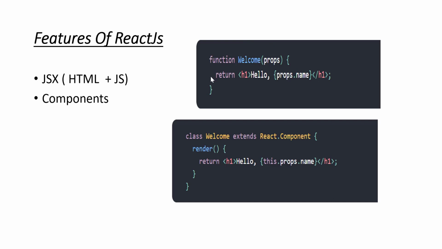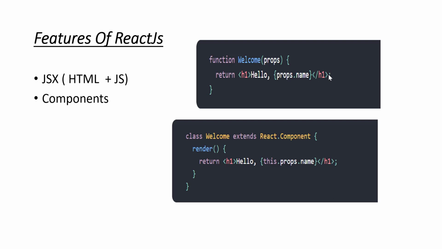So this is the function definition and this is the class definition. The difference is, in the class definition we need to write the render method, and we need to return from it. In functions we don't need to write any methods inside it. We simply return the JSX. So if you want the definition for components, components are just like JavaScript functions which take props as input and return JSX as output.